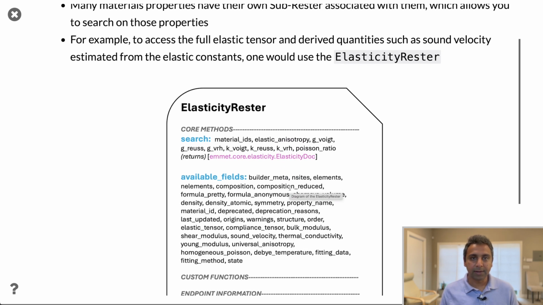This one really allows you to search over the mechanical elastic properties, things like the bulk modulus K, the shear modulus G, and the Poisson ratio, which is derived from these elastic tensors. You can search for materials meeting certain criteria for these properties, and for the materials that match, you'll get back an elasticity doc. The elasticity doc will contain more information about the elastic tensor than the summary doc did.